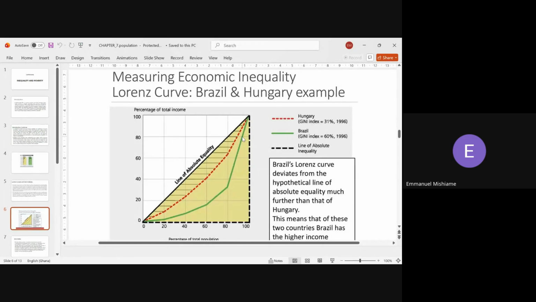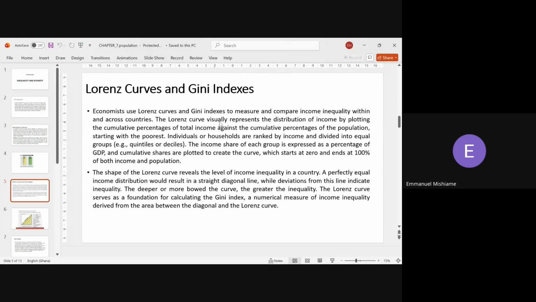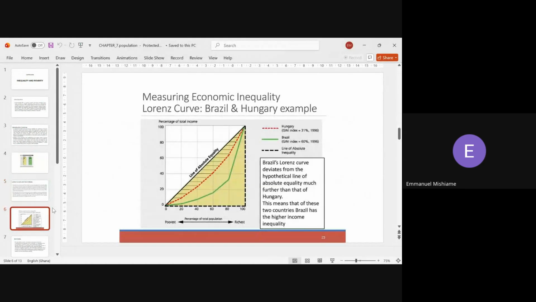But the first thing that you should see is the black line that runs through. If it's a perfectly equal income distribution, it means it should be like for like, so 20 is to 20. When you go to the poorest, remember, it said something important: percentages of the population, starting with the poorest.